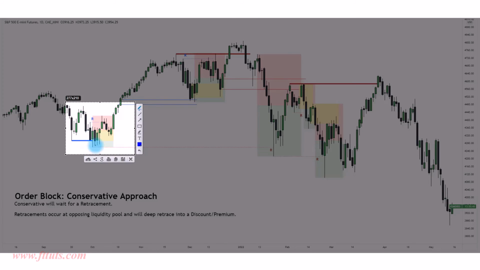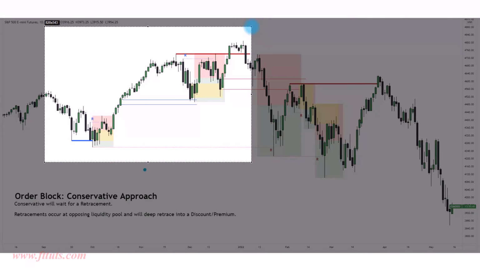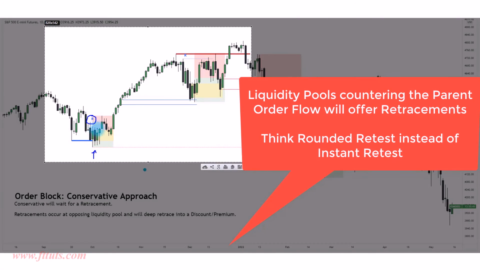So here, we're expecting an order block to form because this is bullish institutional order flow right here with the long-term low here. So we're expecting all down candles to hold as support. The conservative way of trading an order block is waiting for price to take out an opposing liquidity pool, because that will offer retracement. And then we're looking for a retracement into the last down candle in a discounted price.